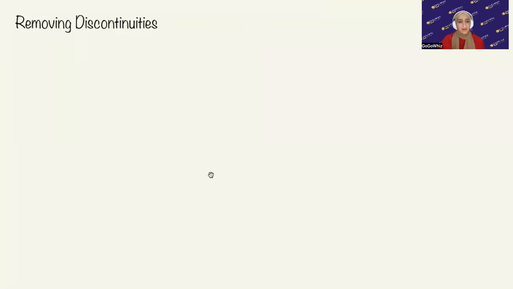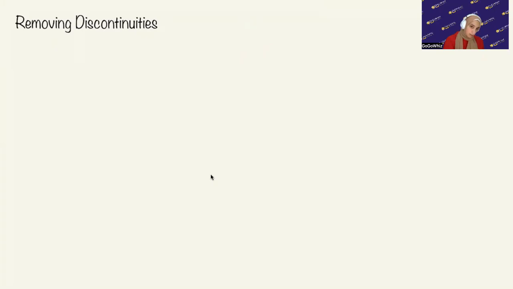Hi, everyone. Now, I want to talk to you about removing discontinuities. And the only time we can talk about removing discontinuities is when we have removable discontinuities like points. We can't remove a discontinuity that is infinite, like a vertical asymptote, and we can't remove jump discontinuities. And the only two functions that we really need to worry about are rational functions and piecewise functions.